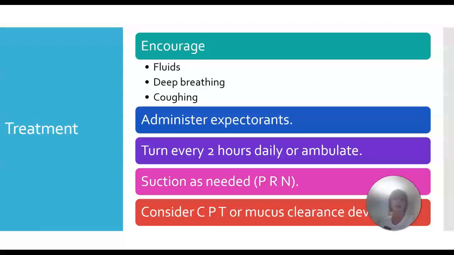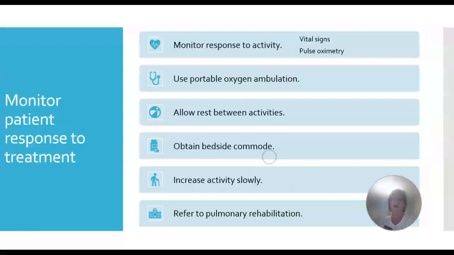A lot of these patients are going to go home with their TB, and they're going to have to do a lot of their things at home, a lot of their treatments at home. Suction PRN depends on whether they have a trach, whether they have an ET tube, or whether they're just a patient that can cough up their own secretions. So that depends on a lot of that.